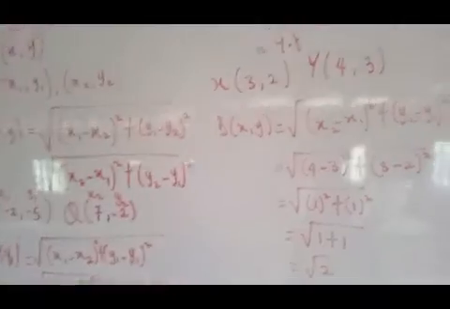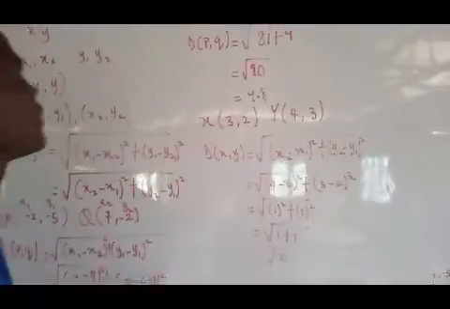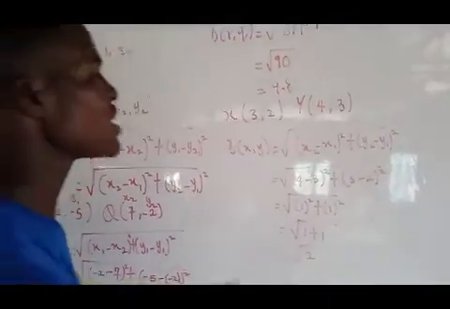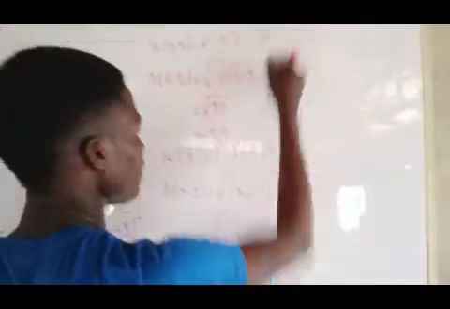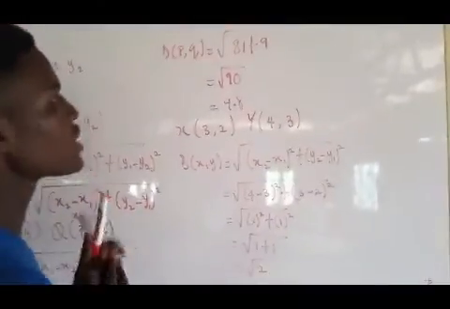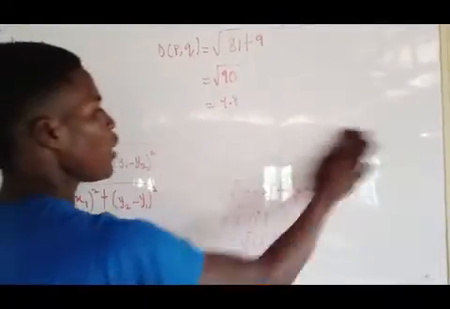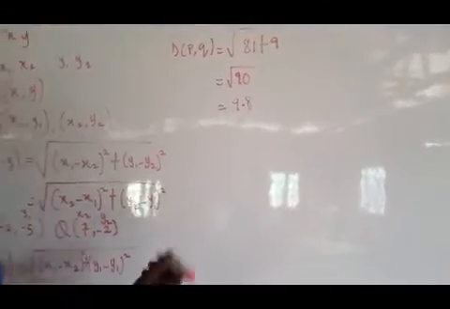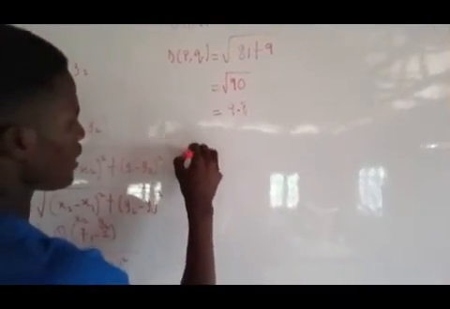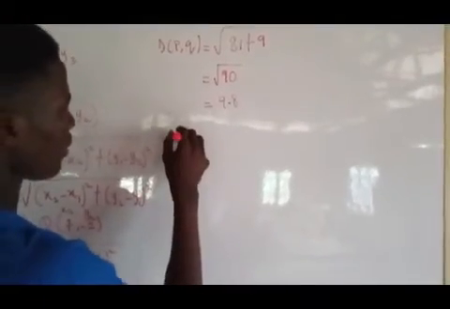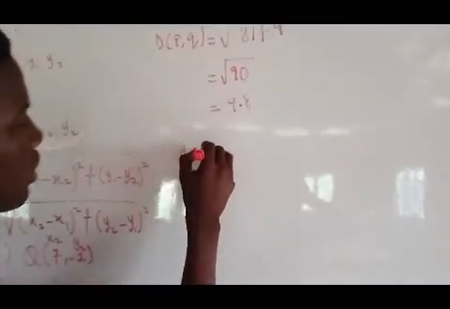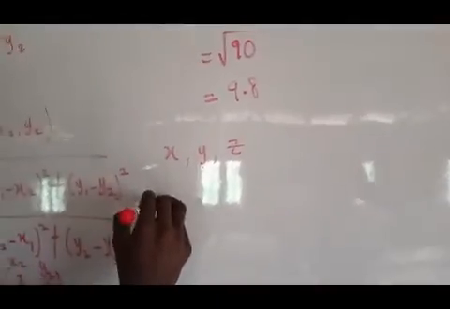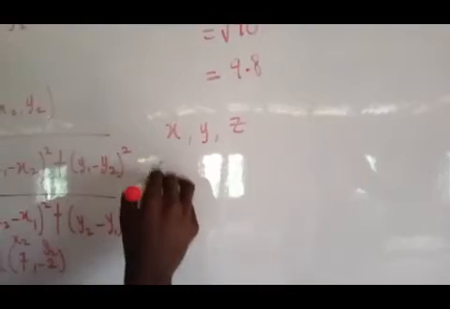All right, so this is where I'm going to stop today on distance between 2 points. It can also be 3 points. If it is 3 points, it is still the same thing. So let's say if we have 3 points, what will I do? Don't forget, I'm talking about distance between points. If I have 3 points, let's say I have x, y, and z. How will I do that?